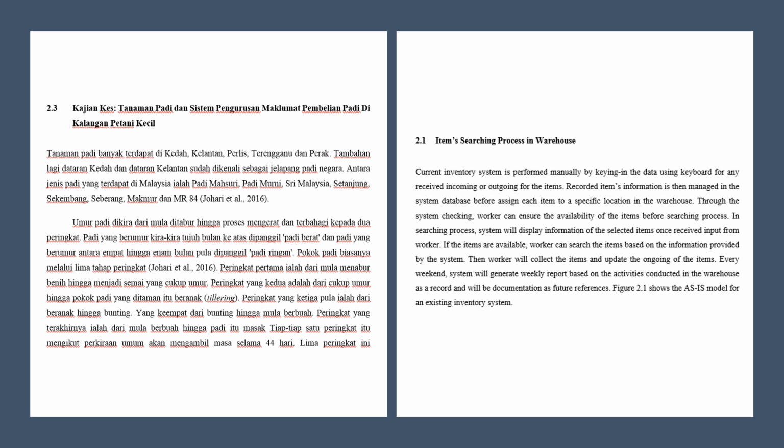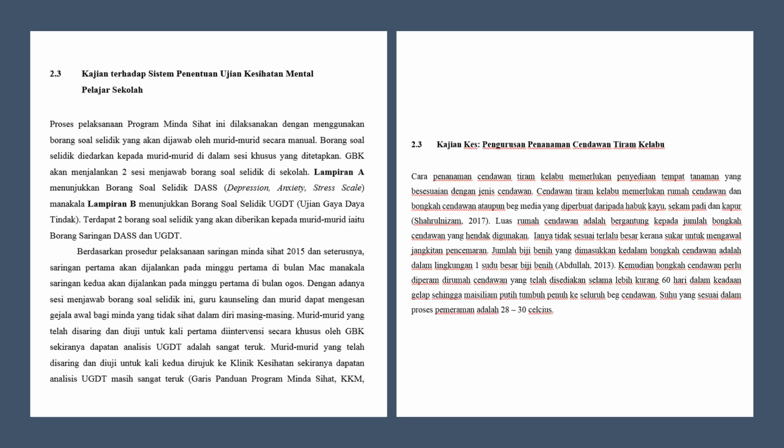The case is the selling and buying paddy information system. Another example given is the item searching process in a warehouse. So you may explain what a warehouse is, and how currently the item searching process is done in that particular warehouse. Another example is a study on decision making on mental health among school students.